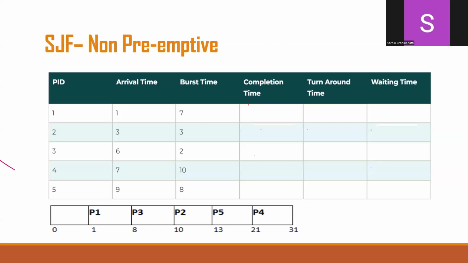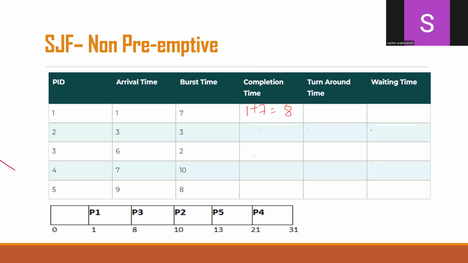Okay. Process number 1, if you see there, starts at 1 microsecond. And what is the total time taken? That is the burst time, it is 7 over there, right? So 1 plus 7 is equal to 8. The completion time of your process number 1 is 8, right?